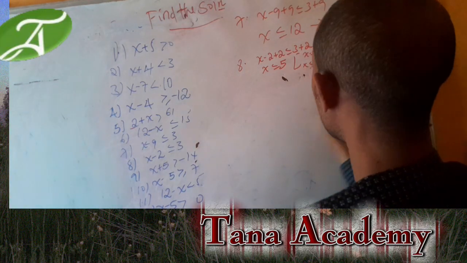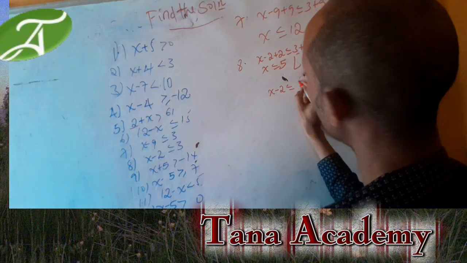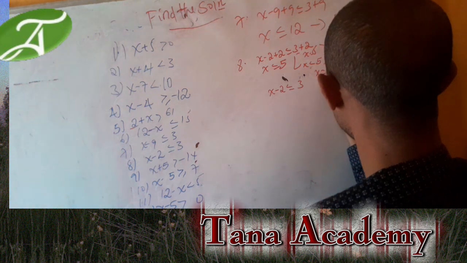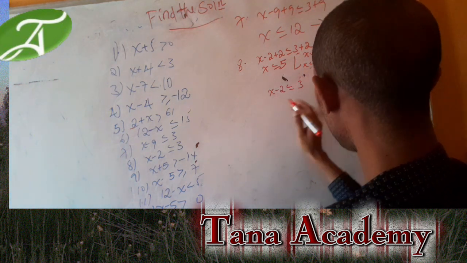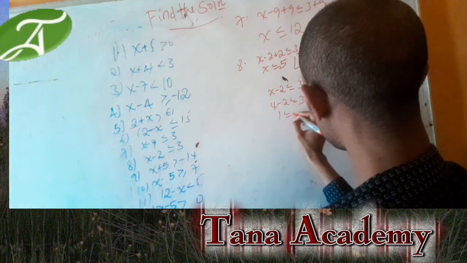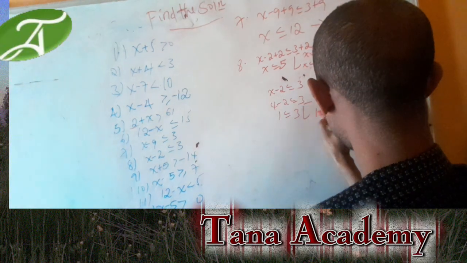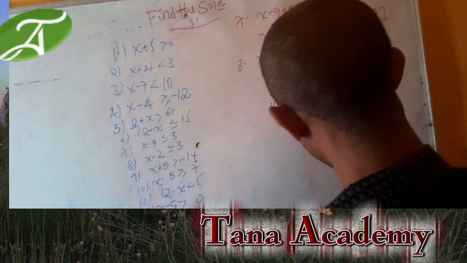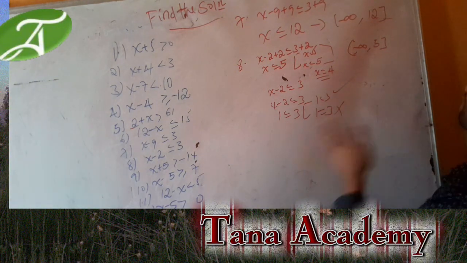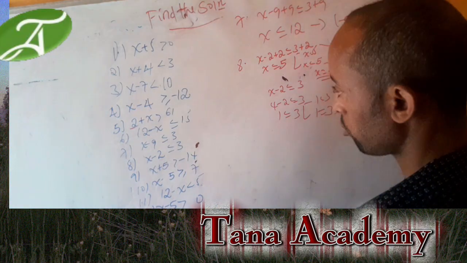Let's check. The question is x minus 2 less than or equal to 3. Let's insert x be 4, which is less than 5. Therefore, 4 minus 2 less than or equal to 3. 2 less than or equal to 3. It has two meanings: number 1, less than 3; number 2, equals 3. One is wrong, this is right. Therefore, when you insert any number between minus infinity and 5, the statement becomes true.